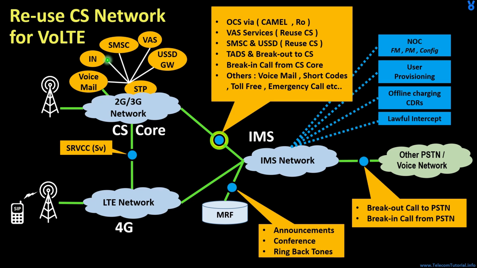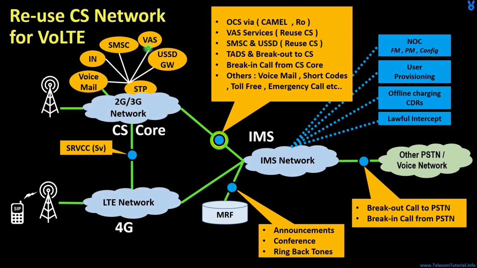We need not build a specific connectivity, or deploy IN down the line in the VoLTE network. We are just reusing the existing CS core networks, CS core integrations, and exposing them to the VoLTE. The second one is the VAS service. We reuse existing VAS services which are connected in the CS network. Examples of such services are HelloTunes or caller ringback tone, CRBT, voicemail, missed call alert, call filtering, and so many of them.